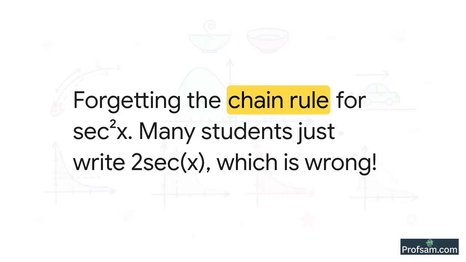Okay, listen up. This is a very common mistake. A lot of students forget the chain rule for that sec squared x. They just differentiate the square to get 2 sec x, and they stop there. That is completely wrong. You have to remember to multiply by the derivative of the inside part. Always remember the chain rule.